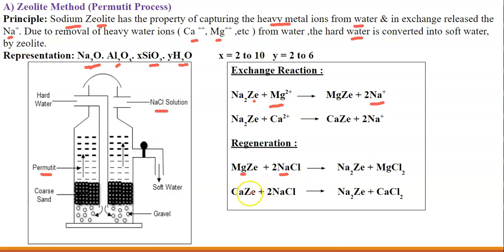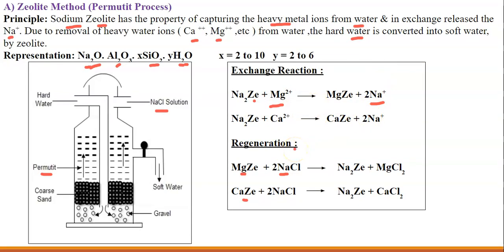Similarly, we can write the reaction with calcium in the zeolite bed. We are adding NaCl, so sodium ions will take their place in the zeolite bed and calcium chloride would be given out. So that water would be simply removed. So this is the process of softening of water by the zeolite method.